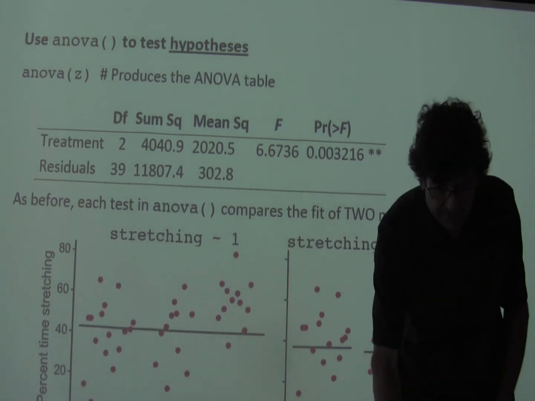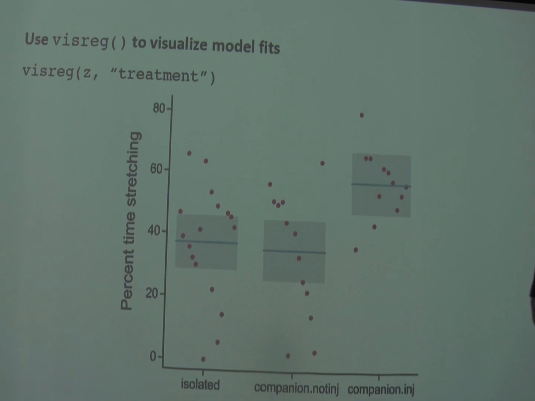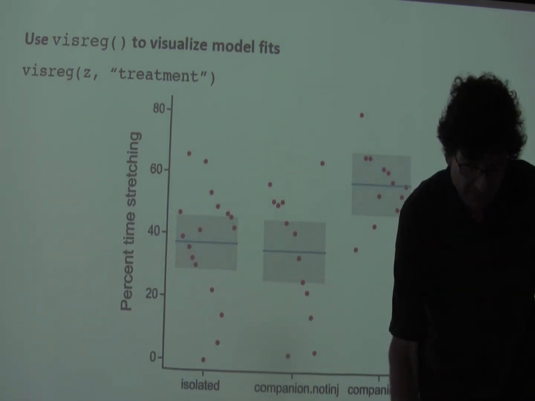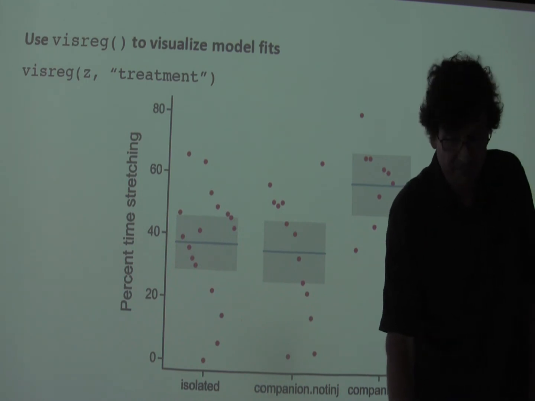Same rules, the only difference is that the data are categorical. And VisReg works here as well. It'll show you the model fit. So that's the full model, and it involves fitting a different mean to each group.